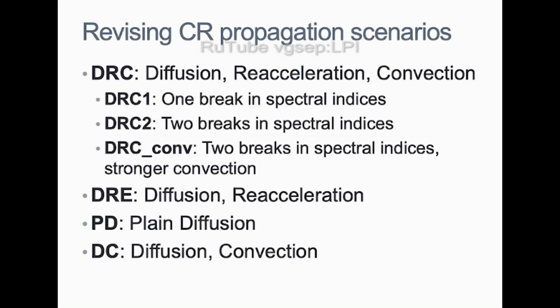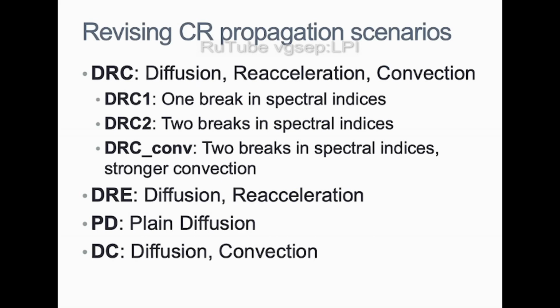So one of the primary goals of this work is to revise different cosmic ray propagation scenarios. And here we consider 6. Firstly, we have 3 DRC models, which include diffusion, reacceleration, and convection. DRC1 has 1 break in the spectral index of each species. DRC2 has 2 breaks in the spectral indices. DRC-conv is a variant of DRC2 that also has 2 breaks in the spectral indices, but with a much stronger convection term with dV/dz greater than 50 kilometers per second per kiloparsec.